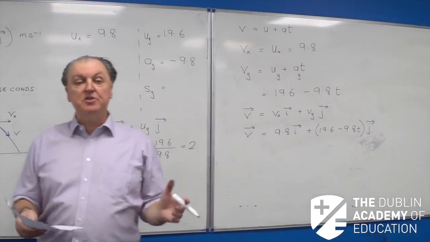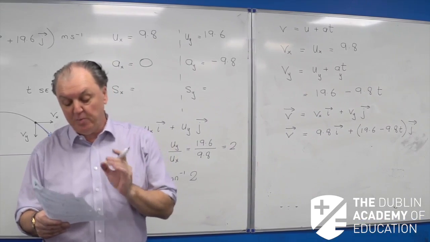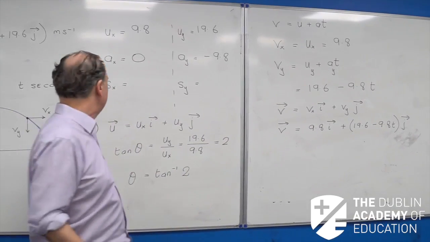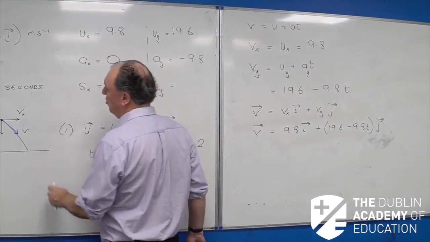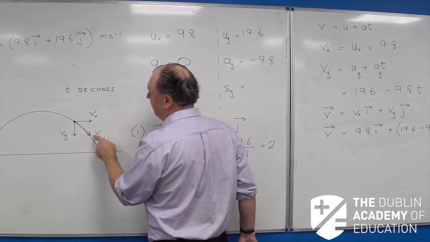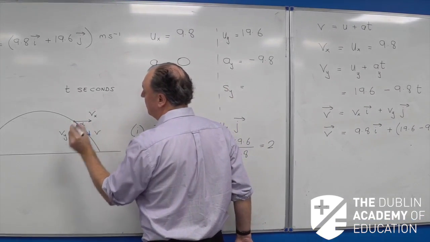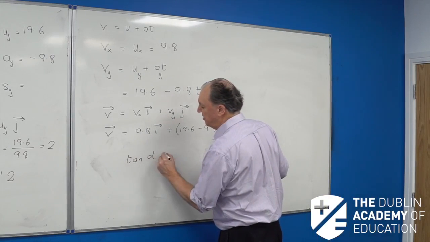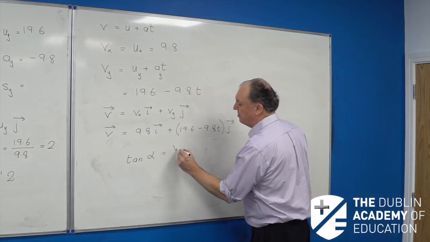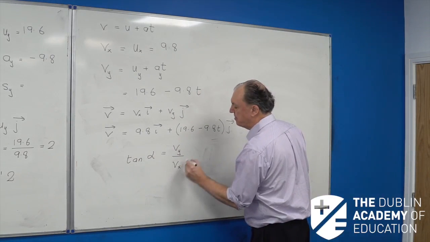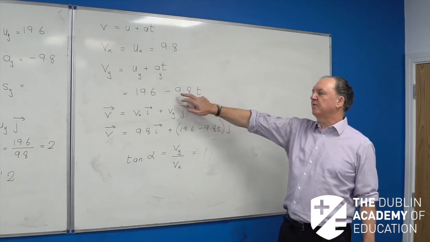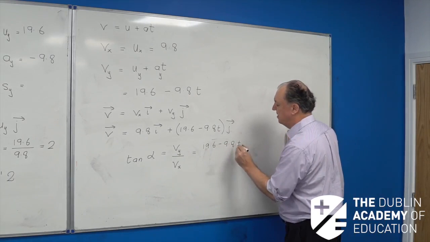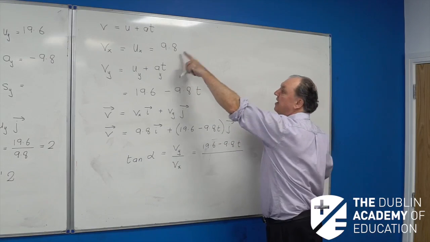Now they also want to find in terms of t the direction in which the particle is travelling after t seconds. And what I mean by the direction is find the angle. The angle in question would be this angle here, v, next to the horizontal. So I'm going to find tan alpha is equal to vy divided by vx. Vy, we've worked out here, it's 19.6 minus 9.8t divided by vx. Vx is 9.8.